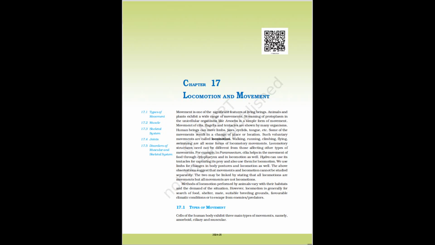The cells of the human body exhibit amoeboid, ciliary, and muscular movements. Locomotion and many other movements require coordinated muscular activities. 3 types of muscles are present in our body. Skeletal muscles are attached to skeletal elements. They appear striated and are voluntary in nature. Visceral muscles, present in the inner walls of visceral organs, are non-striated and involuntary. Cardiac muscles are the muscles of the heart. They are striated, branched, and involuntary.